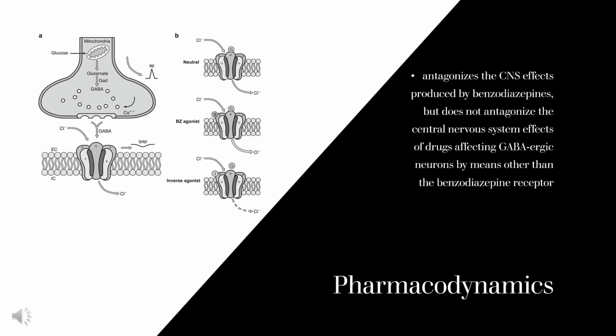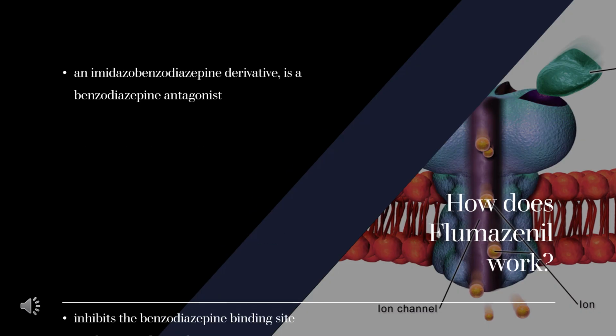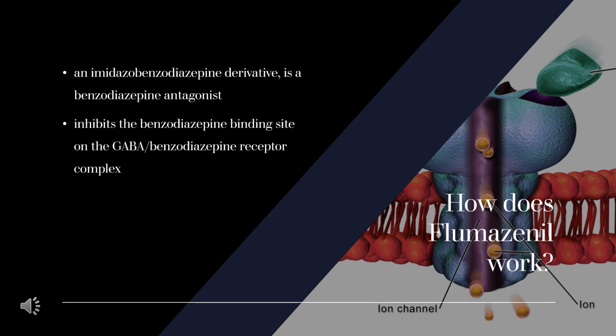Pharmacodynamics. Flumazenil antagonizes the CNS effects produced by benzodiazepines, but does not antagonize the central nervous system effects of drugs affecting GABAergic neurons by means other than the benzodiazepine receptor, including ethanol, barbiturates, or general anesthetics, and does not reverse the effects of opioids. How does Flumazenil work?